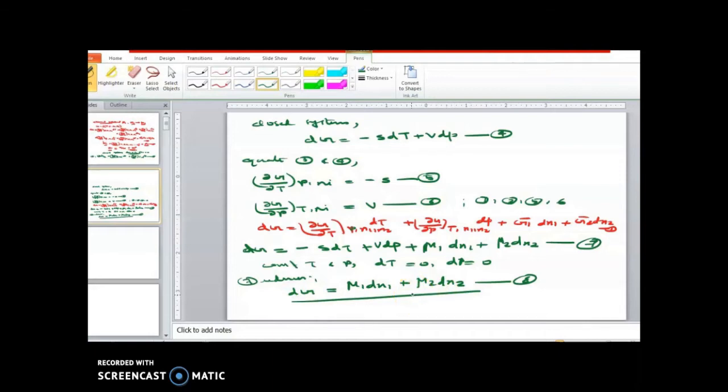This equation 8 can be integrated for a constant composition system. If we are going to integrate for a constant composition system, we are not applying limits. Then we get G is equal to n1 mu1 plus n2 mu2. G is equal to n1 mu1 plus n2 mu2. Equation 9.